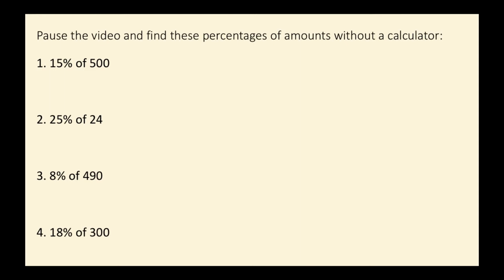Okay, if you've paused the video, 15% of 500 is 75. So just to recap, 10% would have been 50 and 5% would have been 25. Okay. 25% of 24 is 6, 8% of 490 is 36, and 18% of 300 is 54.